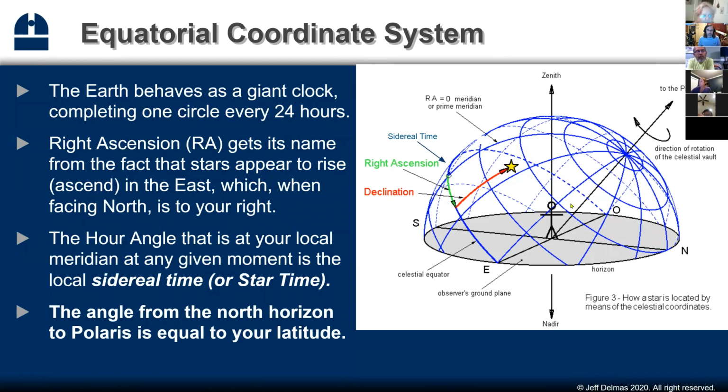And the angle from the north horizon to Polaris, we're kind of lucky because it just so happens that Polaris is very close to the North Pole, the North Celestial Pole. And that angle is your latitude, and that becomes important later on when we talk about telescope mounts.